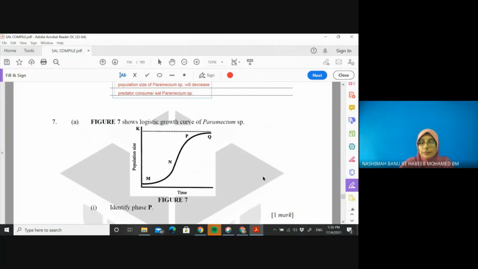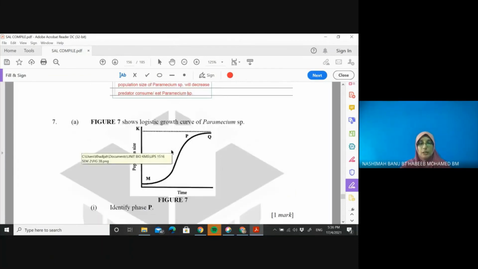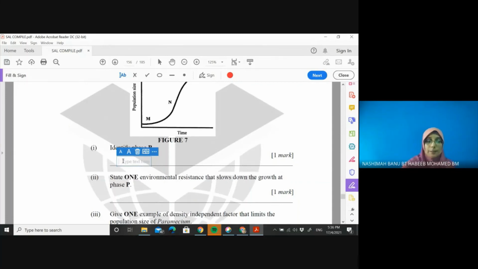Okay, question number 7. Show the logistic growth curve of Paramecium sp. Okay, so we have M, N, P and Q. Okay, what is phase P? We see that P has started to slow down a little bit. So this one will be the accelerating phase.